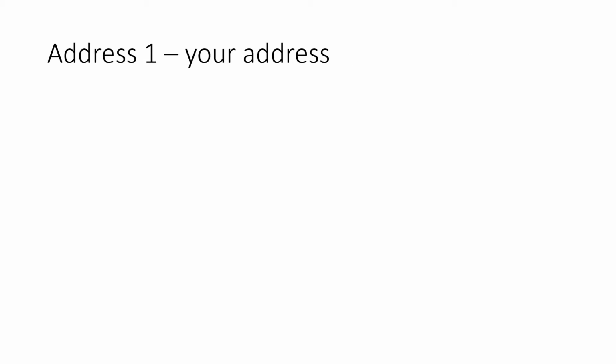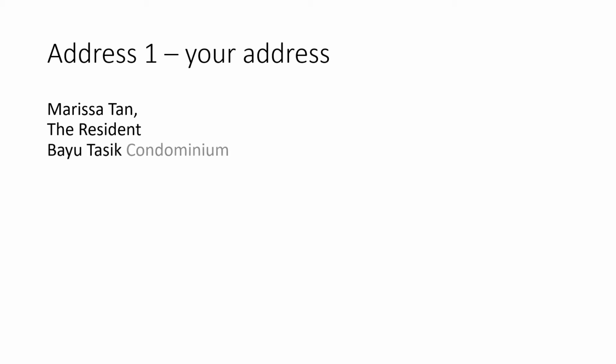Okay, so now let's start with your address. Okay, so you write your name, but actually it is optional. If you don't want to write your name also can, and you have to mention who are you. Okay, so you are the resident of your neighborhood. So what is your neighborhood? Let's say you live in Bayu Tasik condominium, so you just write Bayu Tasik. If you live in Penara apartment, so you just write the address of your Penara apartment.